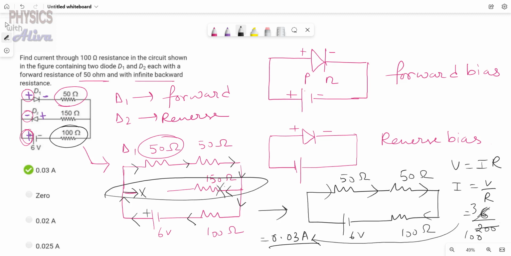It is asked what amount of current is flowing through this 100 ohm resistance. So the current flowing through the 100 ohm resistance is 0.03 ampere. So this will be the correct option.